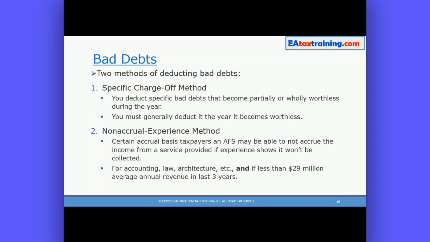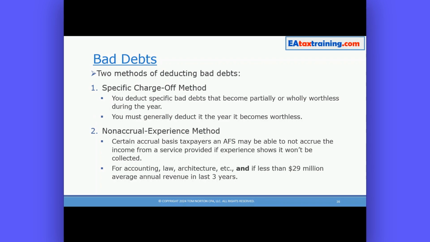Now, there are a couple of different methods of deducting bad debts. The one that's most common and that you're most likely going to use is called the specific charge-off method. That means you deduct specific bad debts that become partially or wholly worthless during the year. And you must generally deduct it in the year it becomes worthless. So as soon as you realize, hey, we're never getting this money back again, that's when it becomes worthless, and then you write off that specific debt.